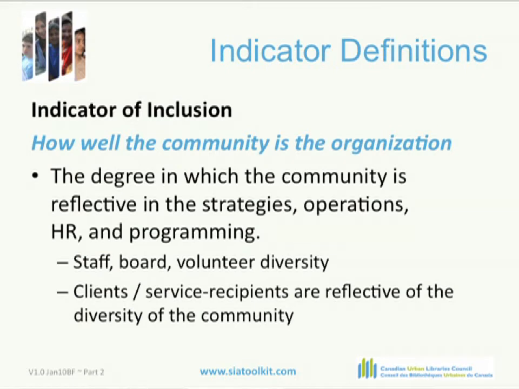The 3rd indicator is the indicator of inclusion. Yes, this is called the social inclusion audit, but this really is about demonstrative results. When we talked about the indicator for openness, we talked about how well the organization knows the community. In this indicator, what we're looking at is how well the organization reflects the community, so how well the community is the organization. This is reflected through things like board, staff, and volunteer diversity, and whether the service recipients or the clients of your organization are reflective of your community.